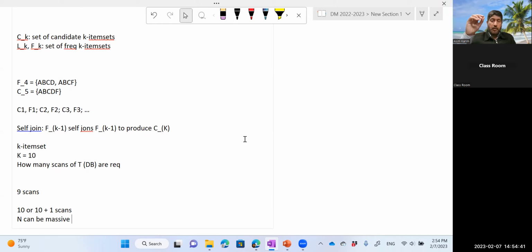So you can think of the transactions that appear at Carrefour. Let's say even at one store, say the Carrefour at Packages Mall. Over a week, n could easily go into the tens of thousands, hundreds of thousands, or even millions. So scanning the database is not easy.